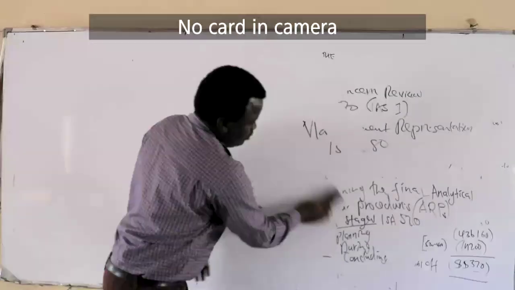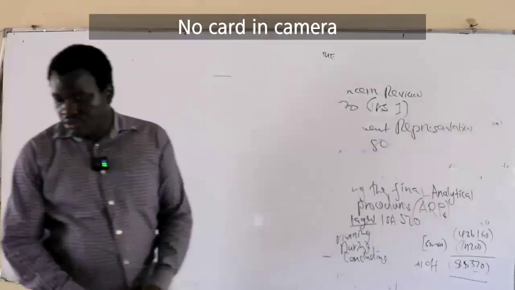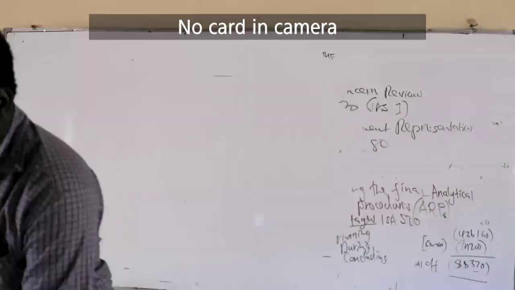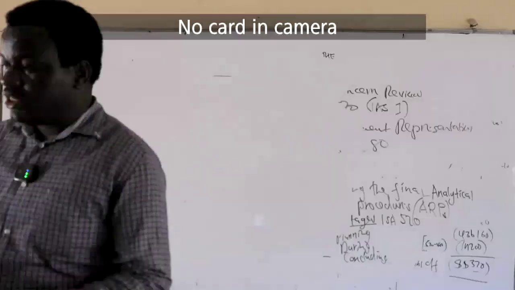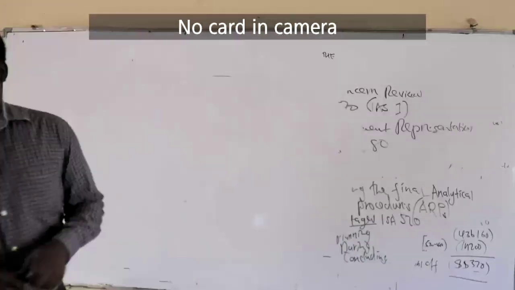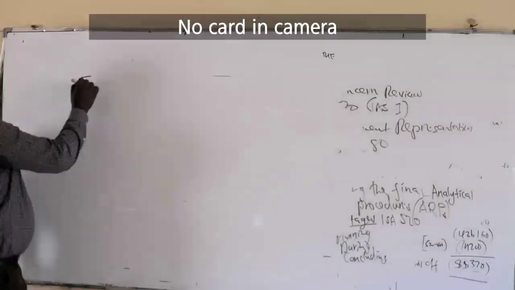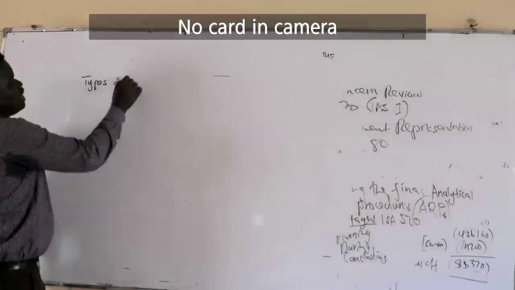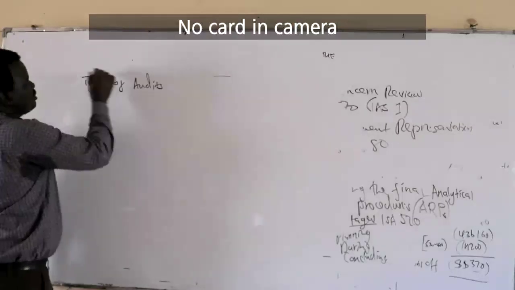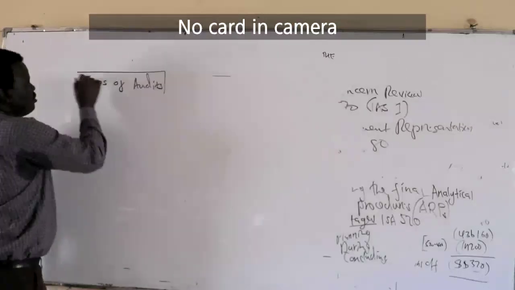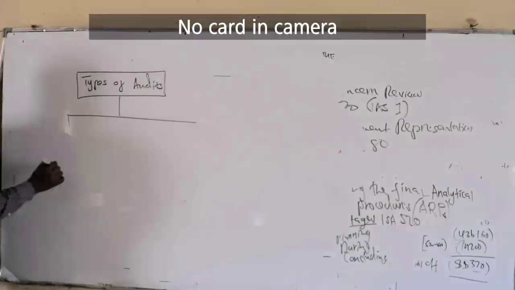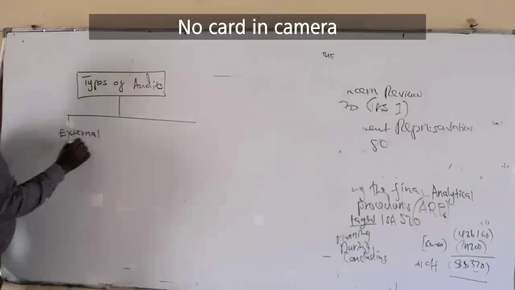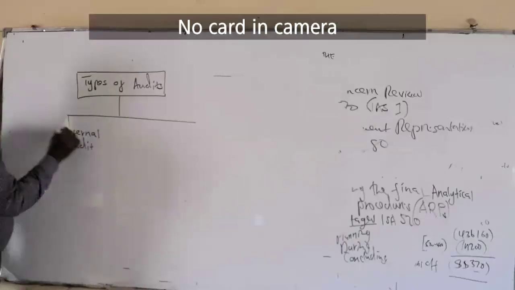Audits are divided into two main categories. The first is what you call external audit.